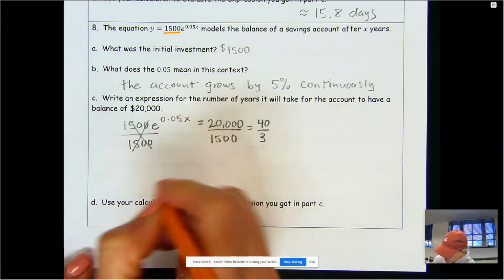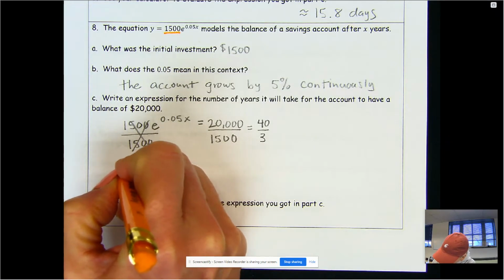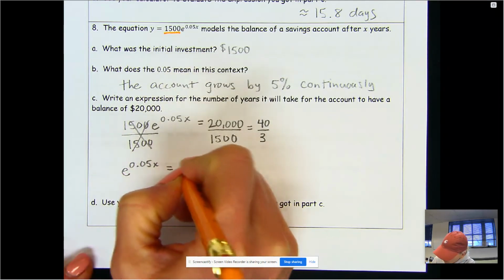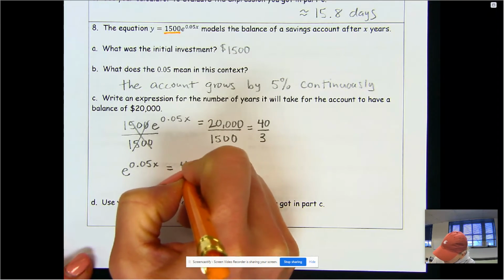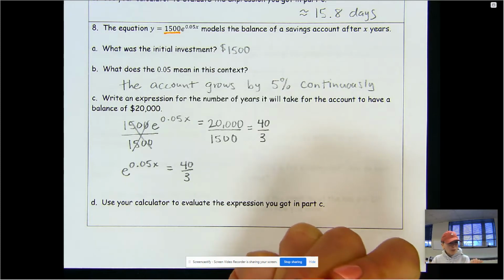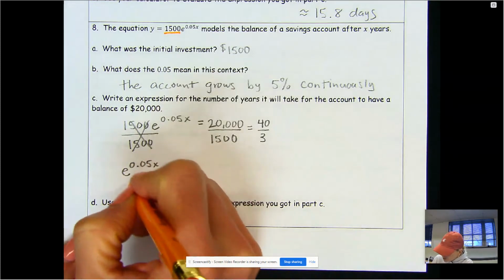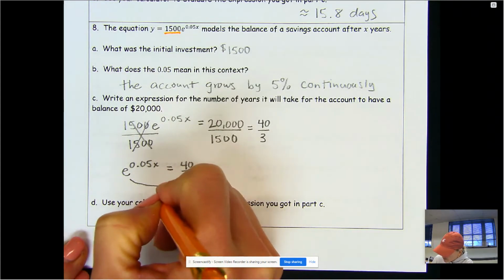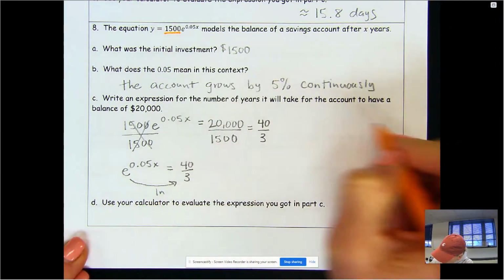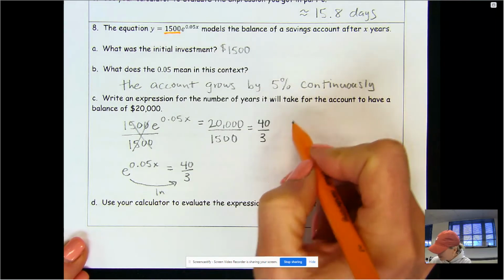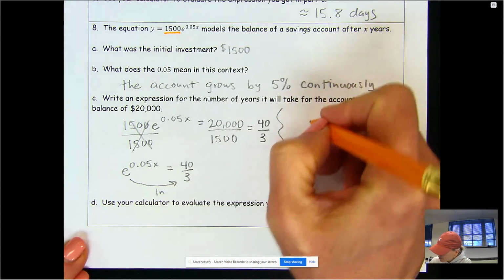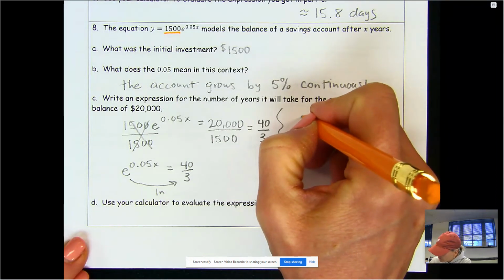Okay, so that means we have gotten rid of that. We have this e to the 0.05x by itself. It's equal to 40/3. I'm going to use that just because it's smaller. All right, we're ready for natural log, right? To move the e over using the natural log.